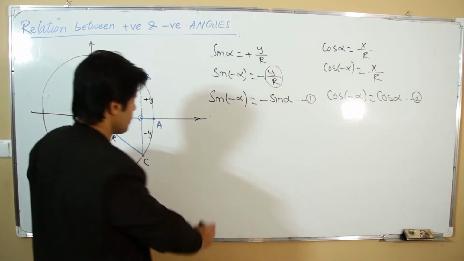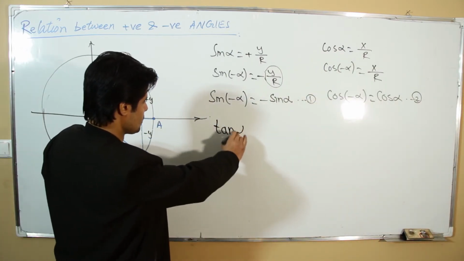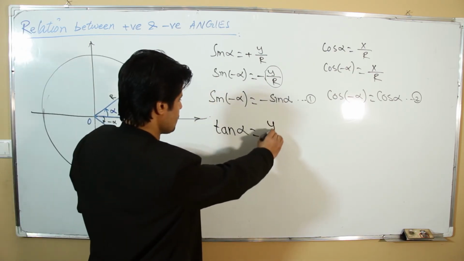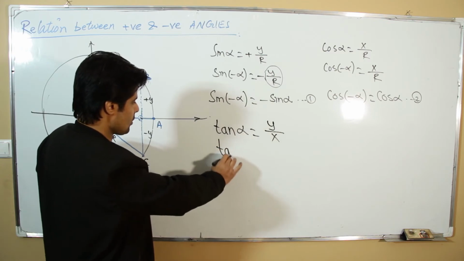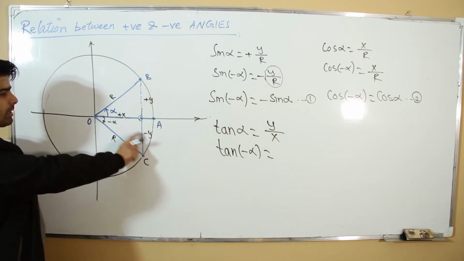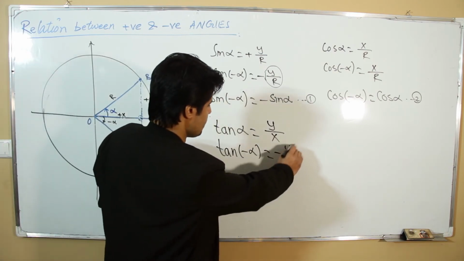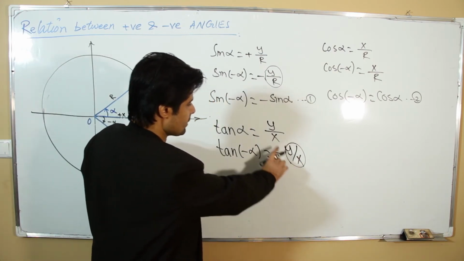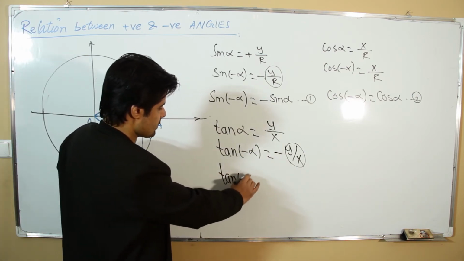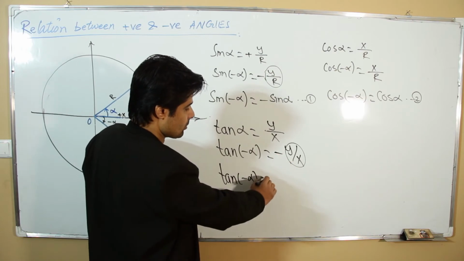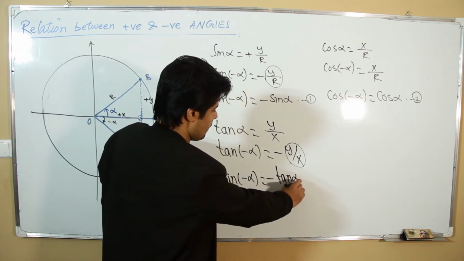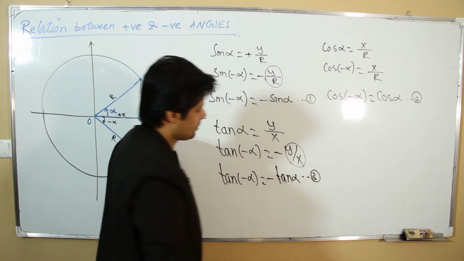For tangent of alpha, positive y divided by positive x, y divided by x. Tangent of minus alpha, here negative y divided by x, negative y divided by x. Y divided by x are the same. It means tangent of minus alpha is equal to the negative y divided by x, which is minus tangent of alpha. This is your third equation.